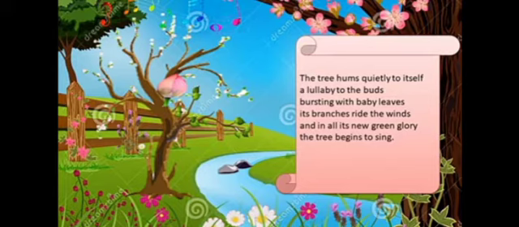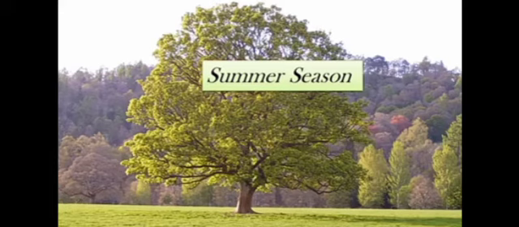The word glory means grand beauty, so the whole stanza is personified. Even in the last line, the poet says that the tree looks new and it is in its green glory. So here the poet personifies the tree. He treats the tree as a human being. So treating something which is not a human being as a human being is personification.